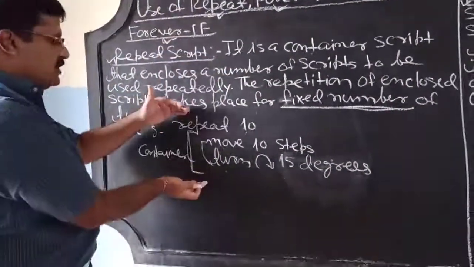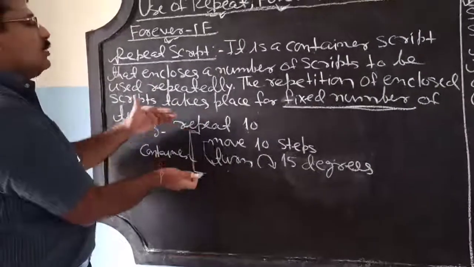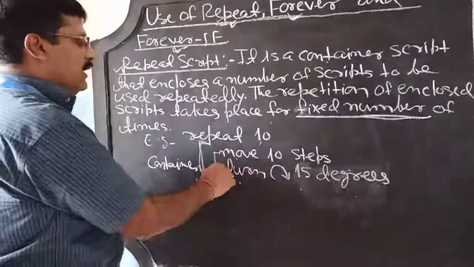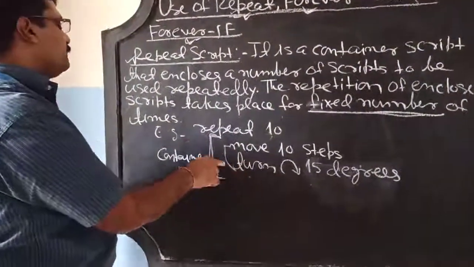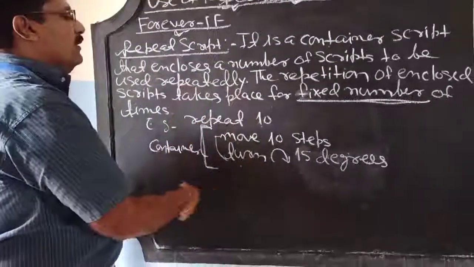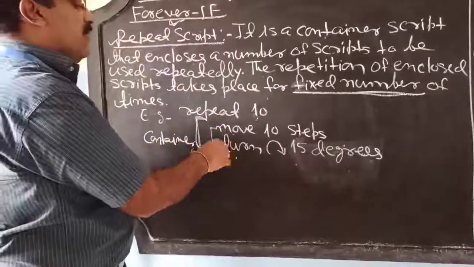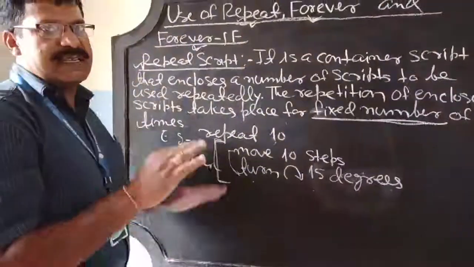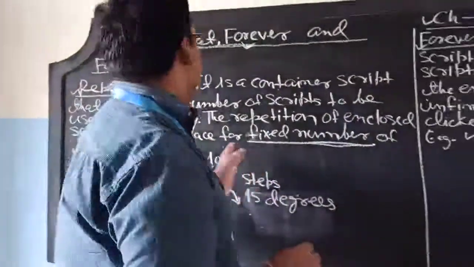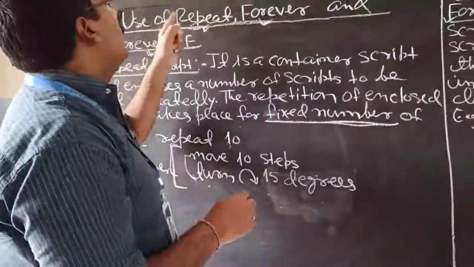It is a container. This is called a container that encloses a number of scripts. More than one script can be enclosed here, which are to be repeated. The repetition of enclosed scripts takes place for how many times? A fixed number of times, and the action is performed on the stage. So this was the first script, repeat.